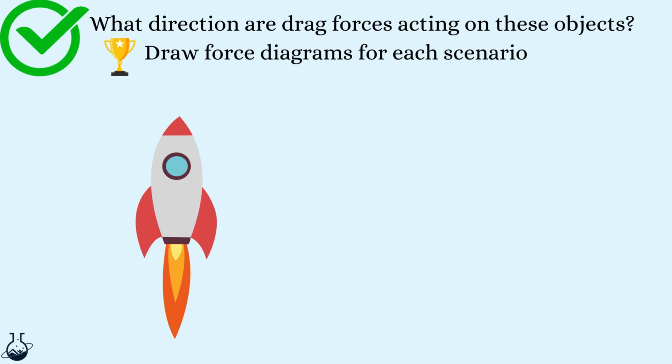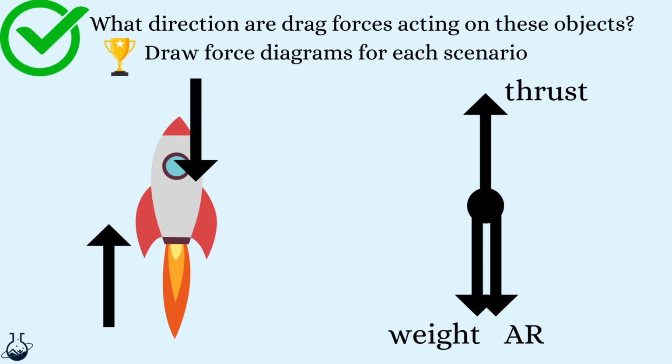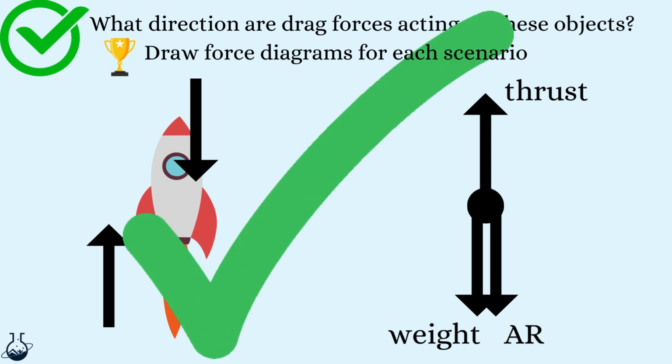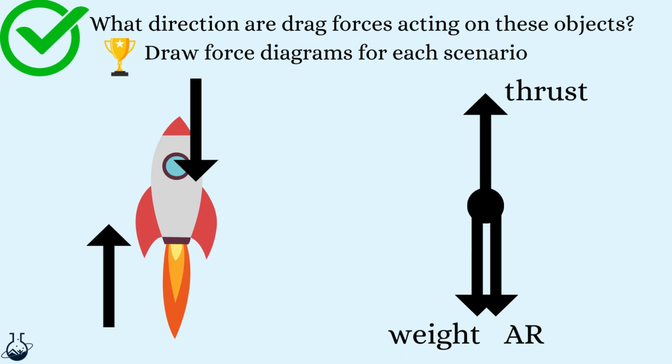And finally, this rocket is launching in an upwards fashion, and as long as it's within the Earth's atmosphere, it will experience air resistance against it. And the force diagram will look like this. Good job, everyone. Let's look at some more examples.